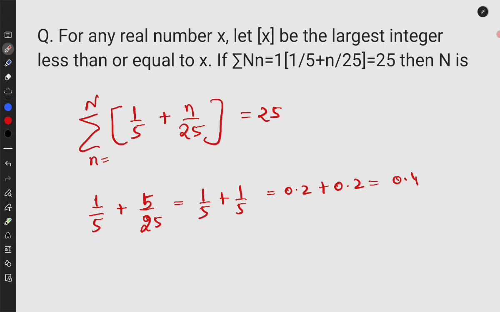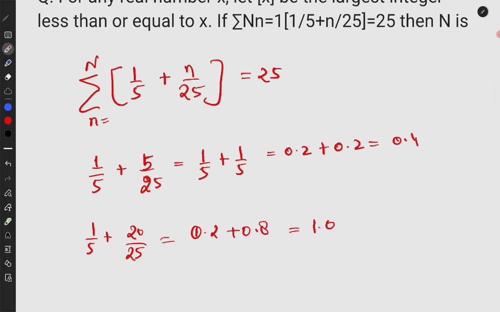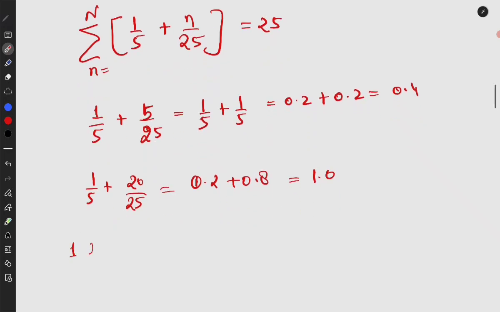Now we have to figure out till where it will be 0 and after that where it will be 1, right? Now let's see. So 1 by 5 plus 20 by 25. I'm randomly taking 20 because 20 is a multiple of 5. So 0.2 and 0.8. So it will be 1. So basically what will happen, from 1 to 19 it will be 0.